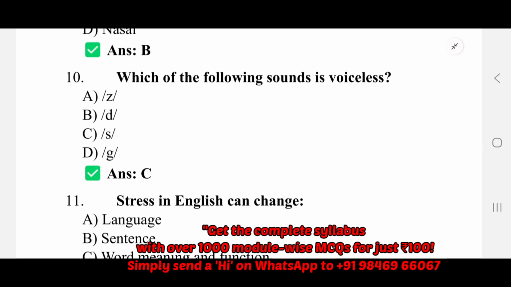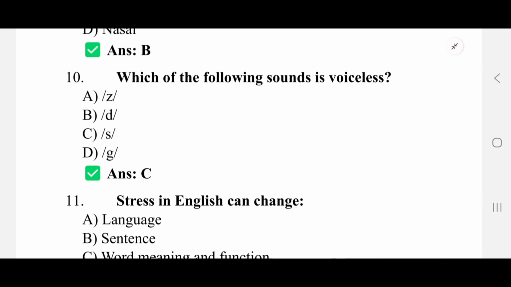Z, D, S, G. So voiceless, right? Z, D, G. Our vocal cord is vibrating, so that is voiced. And when you are pronouncing s, the vocal cord is not vibrating, right? So answer C is voiceless sound.